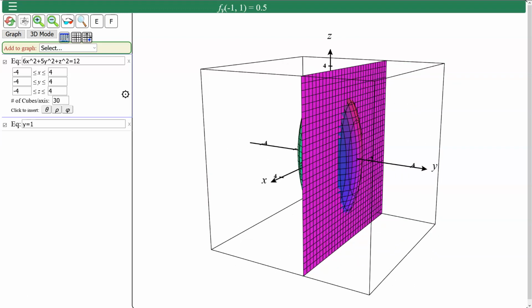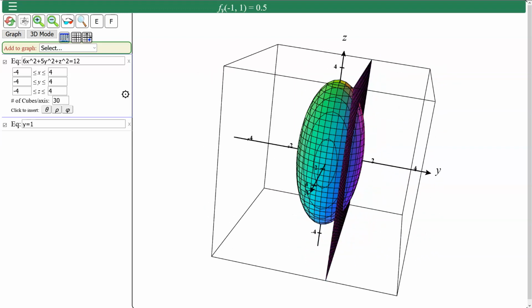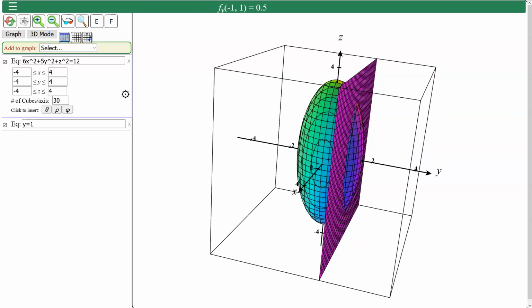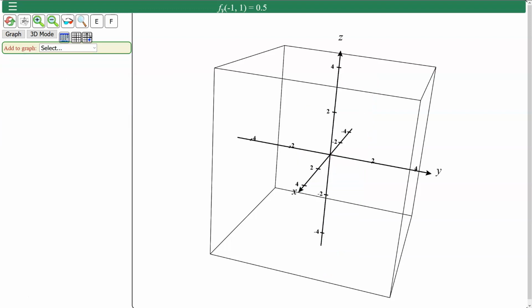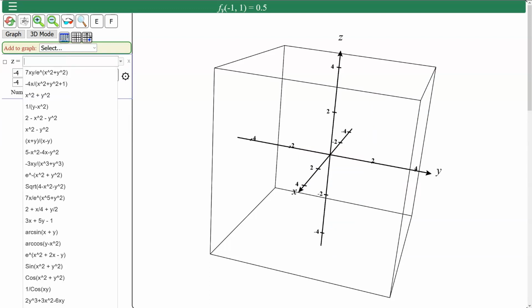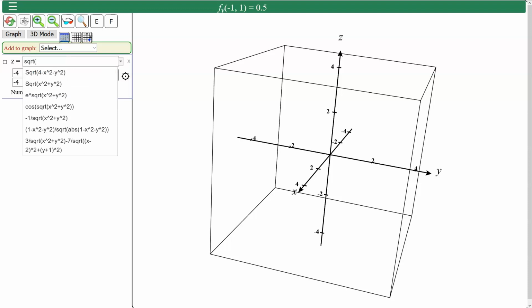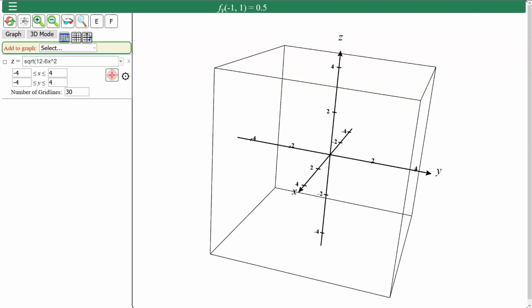Now, if we want to think about this in terms of partial derivatives, what we need to do is think about the graph. That's the positive square root. If I solve for z and I take the positive square root, I get z is the positive square root of 12 minus 6x squared minus 5y squared. So let's take a look at that instead. So I'm going to do z equals positive square root 12 minus 6x squared minus 5y squared.